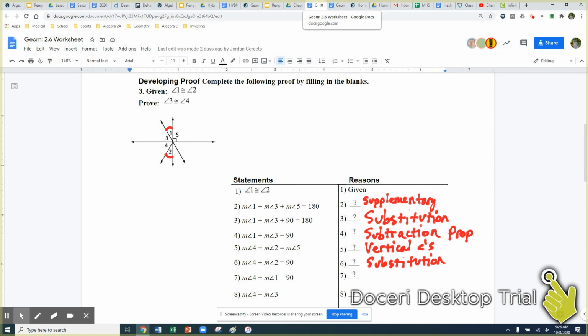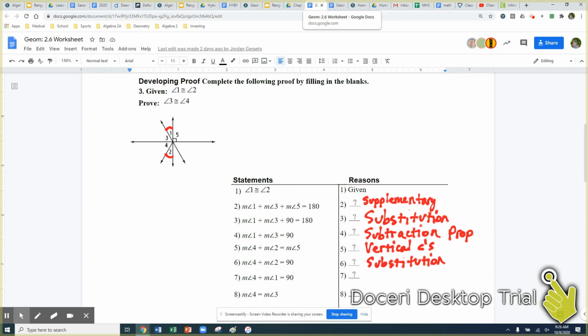Now we got to start looking back to our previous step. So we've now taken the measure of angle 4 plus 2 is 90 because we got the 5 to be 90. Now we're saying the measure of angle 4 plus the measure of angle 1 equals 90. So measure of angle 2 became the measure of angle 1. Well, how can that be? Well, if we look back to this given statement, what's true about angle 1 and angle 2? They're equal. They're congruent. So if I take the measure of angle 2 and I replace it with the measure of angle 1, I can do that because they're congruent. They're the same. So we did another replacing. So what do we call that when we replace something? Substitution again.